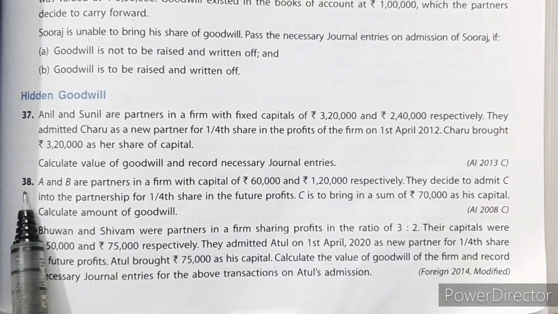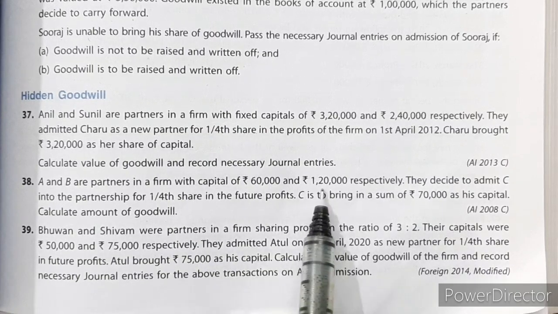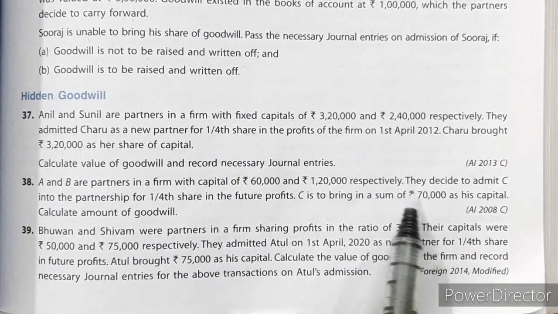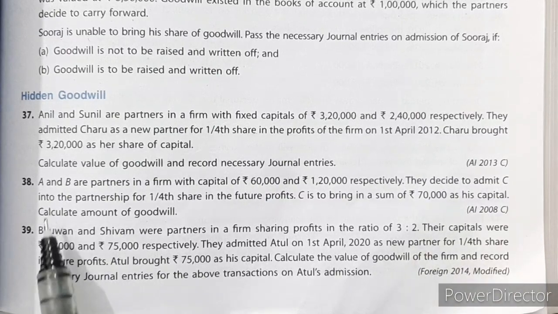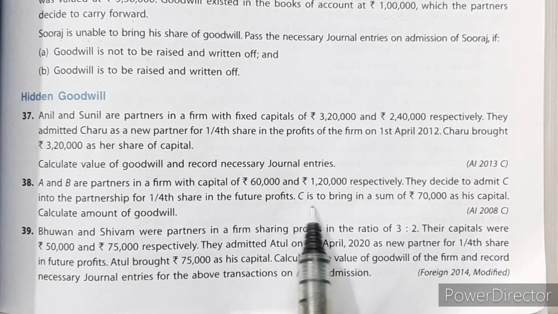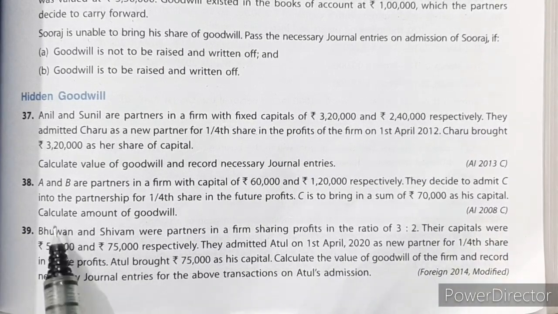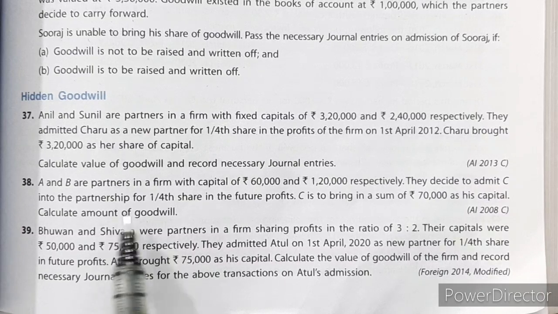Let us see question number 38. A and B are partners in a firm with capital of rupees 60,000 and rupees 1,20,000 respectively. They decide to admit C into the partnership for 1/4 share in the future profits. C is to bring in a sum of rupees 70,000 as his capital. Calculate amount of goodwill. In this question, we just have to calculate hidden goodwill.